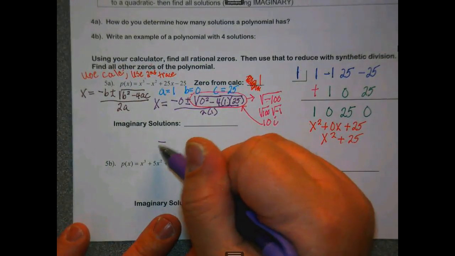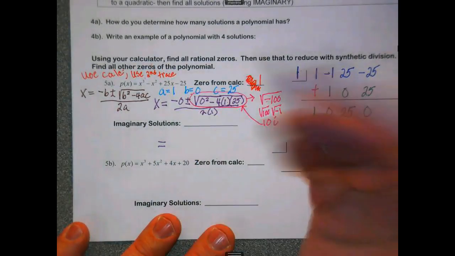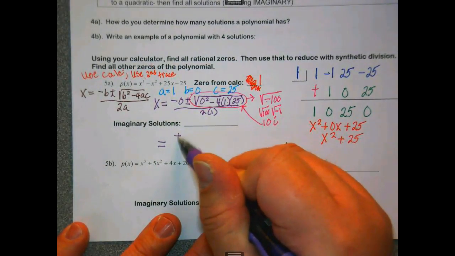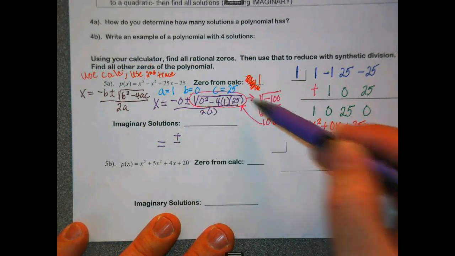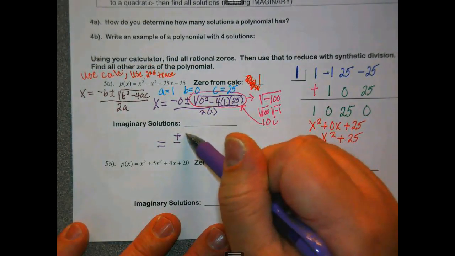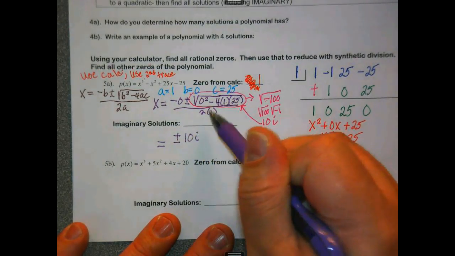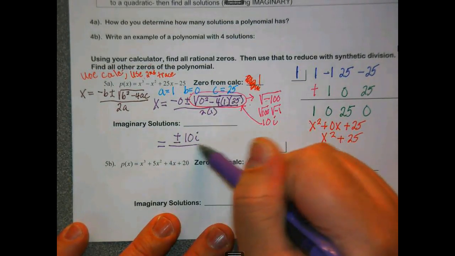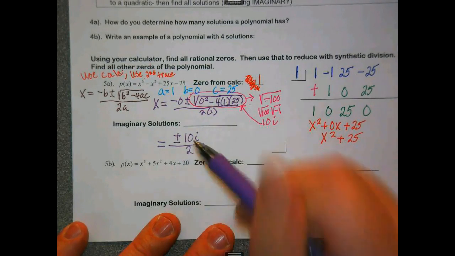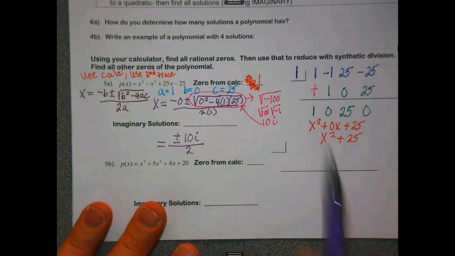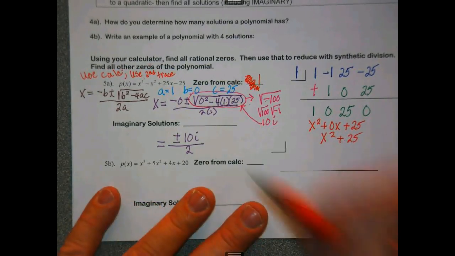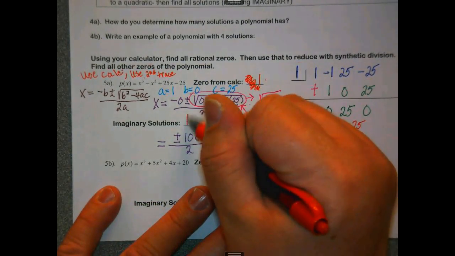So I get -0. I'm not even going to put that on there. Plus or minus. I'm replacing this whole thing with 10i divided by 2 times 1, which is 2. Now, I'd be happy if you put that as an answer. I'm okay with that. So I have the 0, 1.